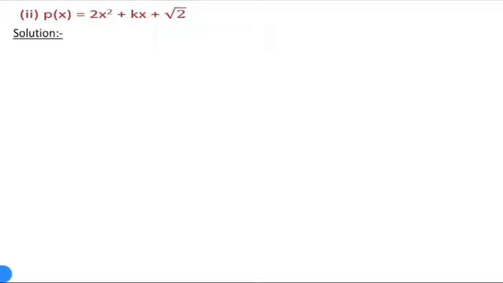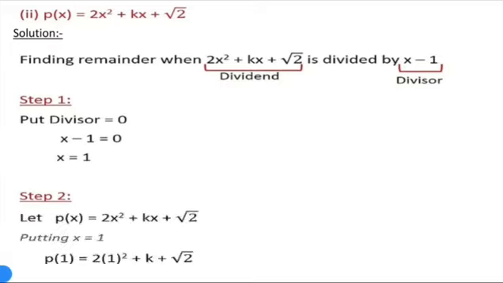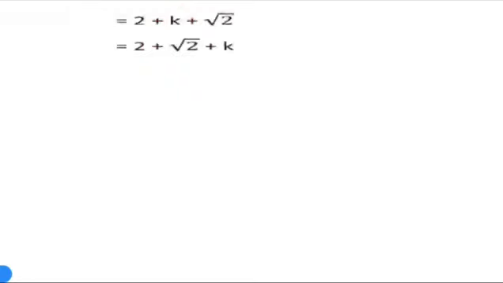Repeat the steps here. Write down the solution. First we need to find the remainder when the dividend is divided by the divisor. In step 1, put divisor equals 0. That means x minus 1 equals 0. We get x equals 1. In step 2, put the value of x in p of x. We get p of 1 equals 2 into 1 square plus k into 1 plus root 2. In the next step we get 2 plus k plus root 2. We rewrite this as 2 plus root 2 plus k.